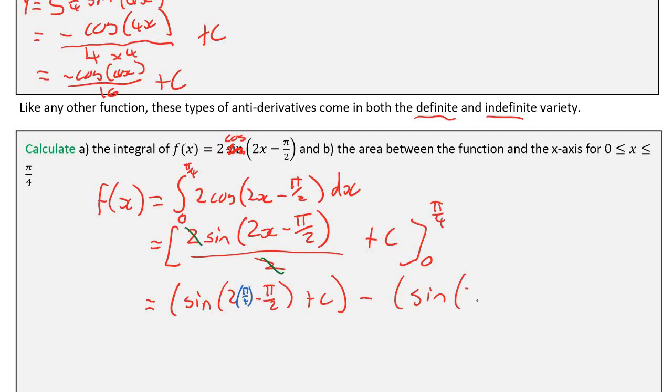Sine 2. And then this time we sub in our lower bound. 0. Minus pi on 2. Plus c. If we solve this, what is 2 times pi on 4? On pi on 2. What's pi on 2 minus pi on 2?